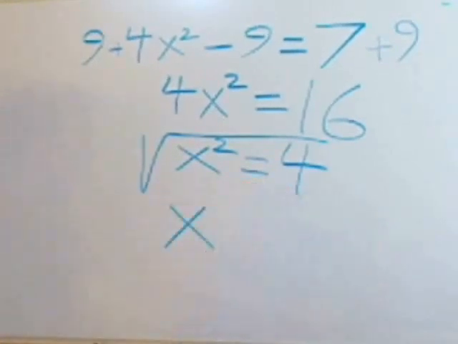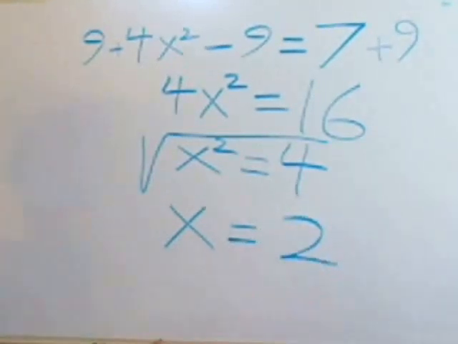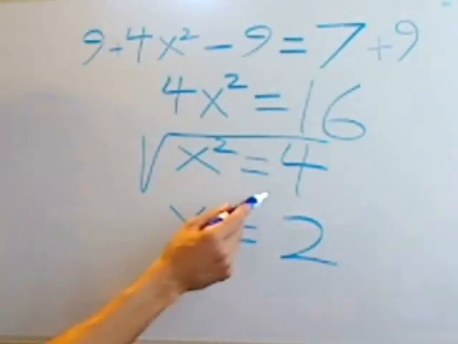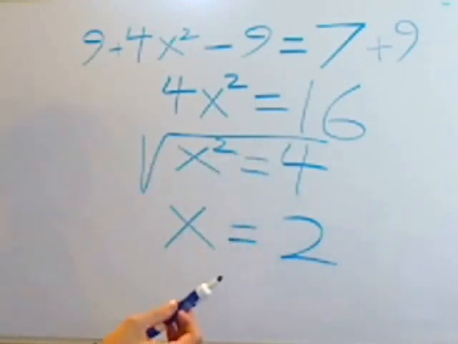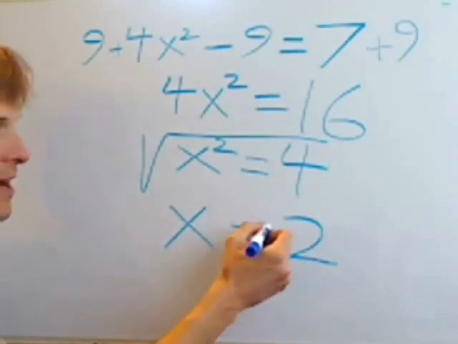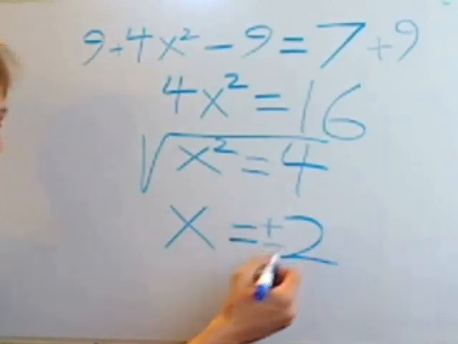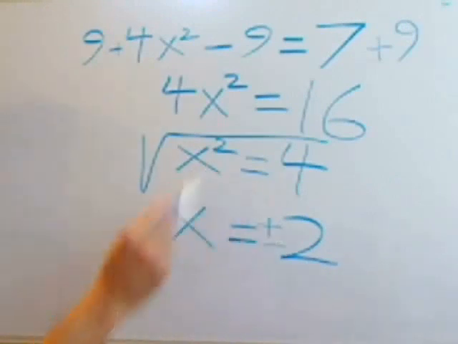The square root of 4, well, one solution is 2, but there are two solutions. The square root of 4 is also minus 2, because minus 2 times minus 2 gives you 4. So the answer to this problem here is plus or minus 2. Okay, so one solution is positive 2, one solution is minus 2.